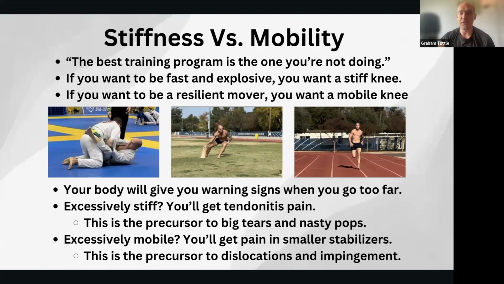The thing to know is, your body will give you warning signs when you get too far to either side. Excessively stiff knees, you'll get tendonitis pain. So this is that stiffening and compression. This is where you see a lot of people end up, and this is the precursor to big tears and nasty pops. So quadricep tendon pops and tears, ligament tears, ACL tears, meniscus things, because you just imagine that the stiff shock, there's a fragility, and you probably felt this.